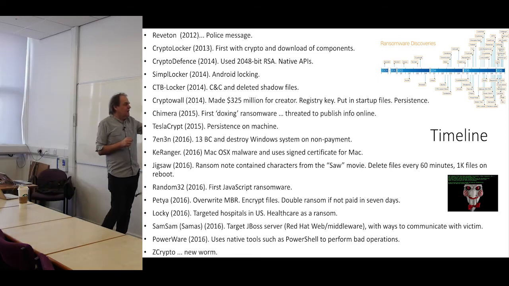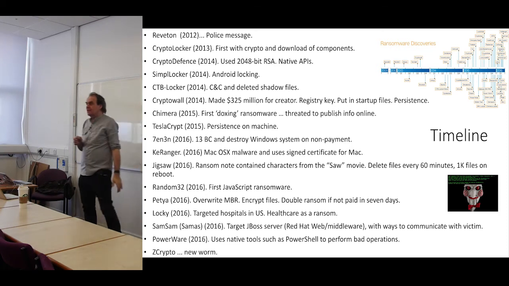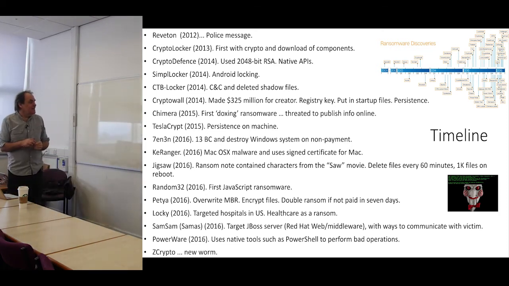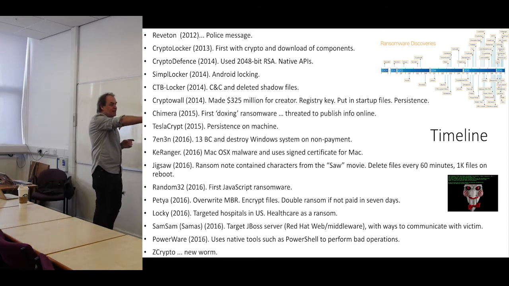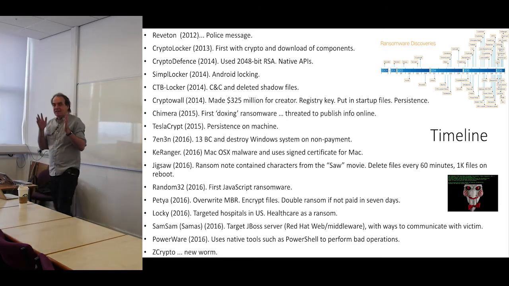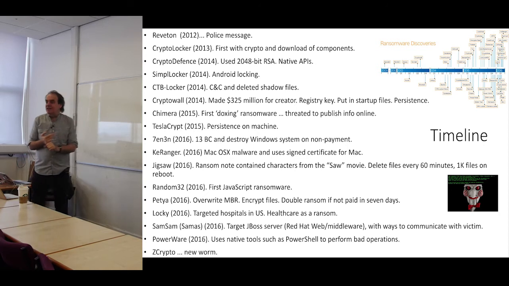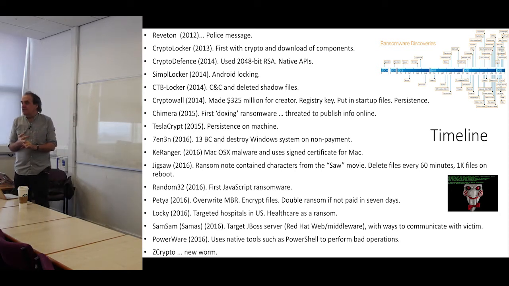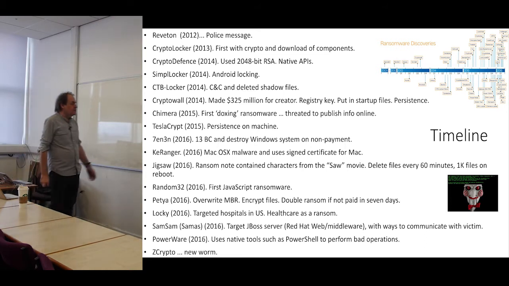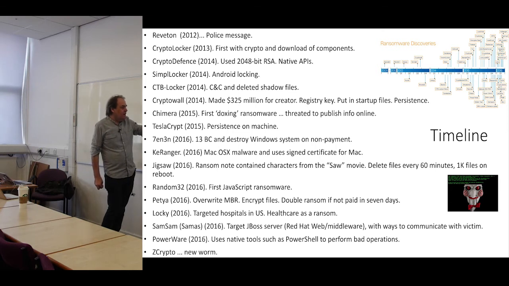KRanger was the first Mac OS malware, and it used a proper signed certificate for the Mac. Jigsaw, if you've ever seen it, uses the characters from Saw as the message. I mean, if you really want to be scared, then probably the pictures of the Saw characters are about as scary as it's going to get. It deletes files every hour, and it deletes 1,000 files on reboot. So it's a pretty serious thing. If you don't pay quickly, then it's just going to keep trashing your files, and you'll lose them, and so on.